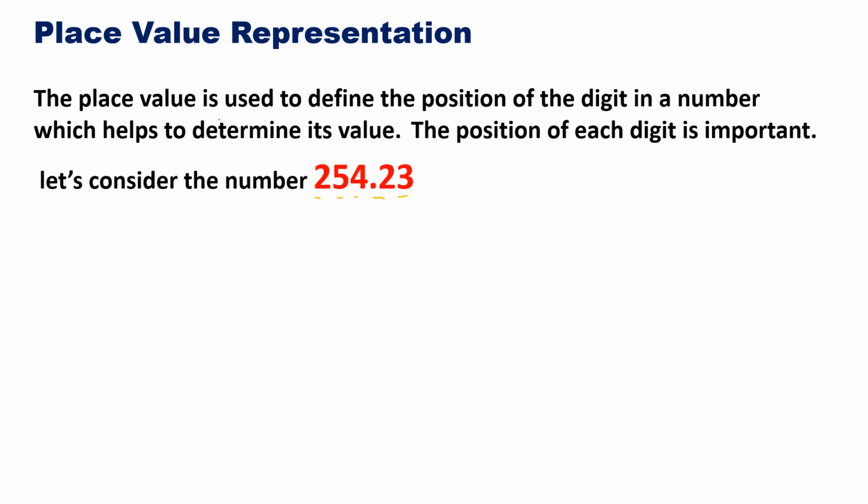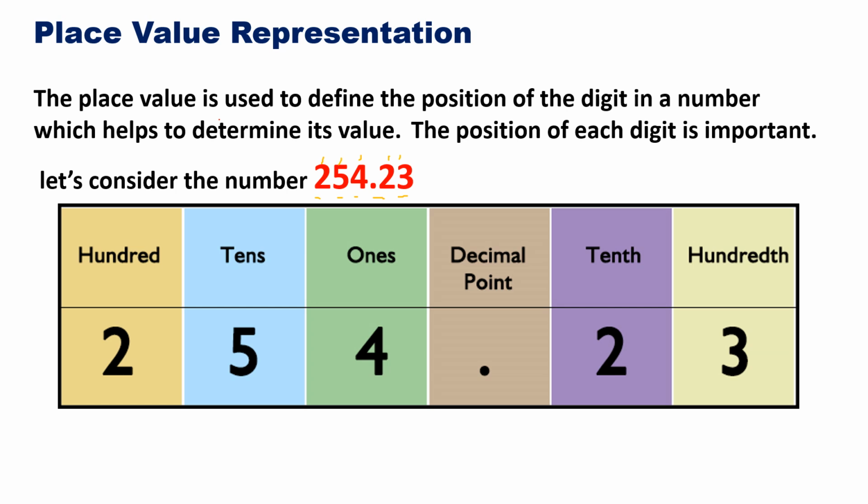So what do we have to calculate? We have to calculate its value. Means all the digits we have used, this 2, 5, 4, all the digits' values we have to calculate. That is only place value representation. So here let's take one chart first.